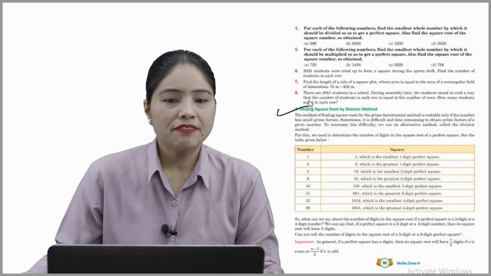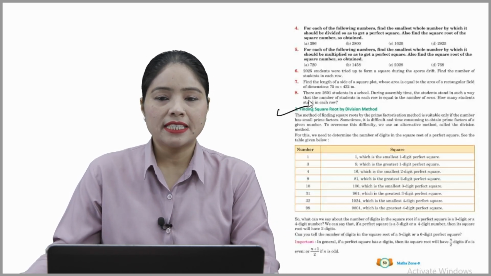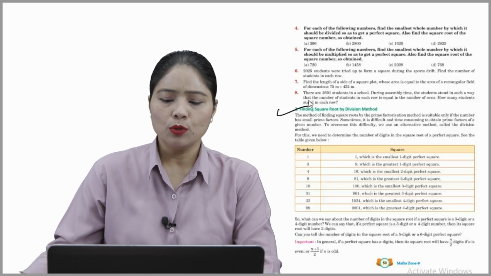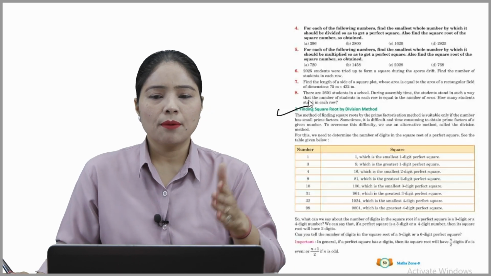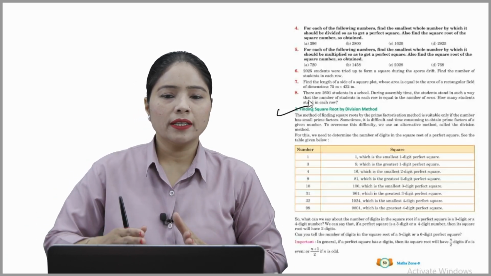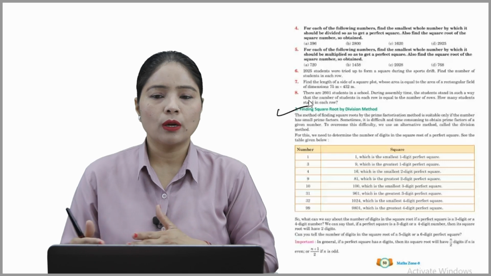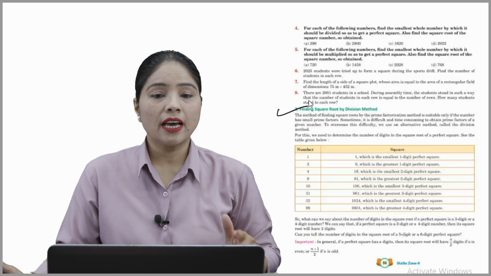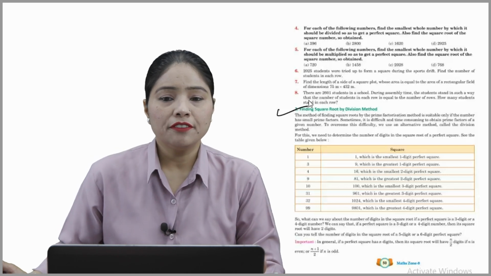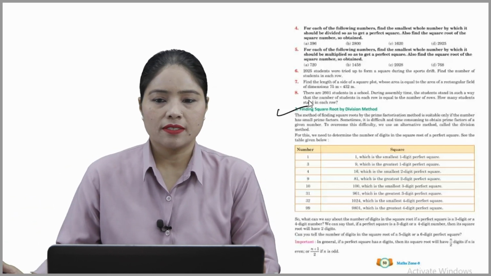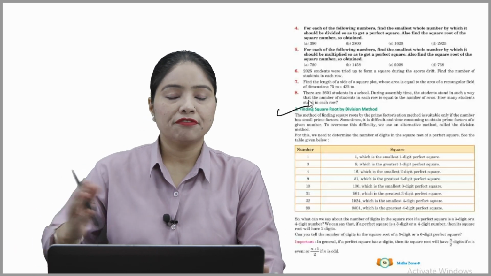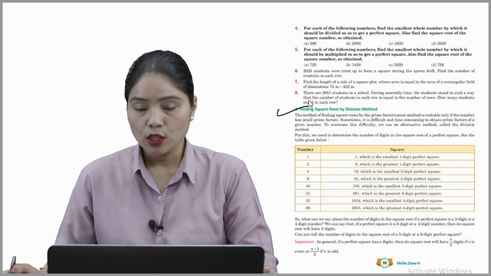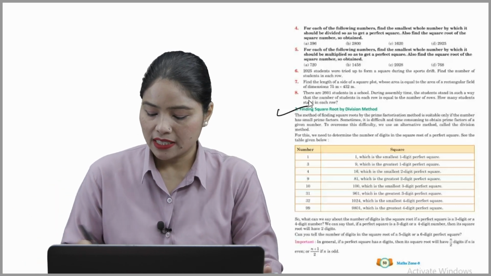So for this, we need to determine the number of digits in the square root of a perfect square. See the table given below. So here is a table, beta, number, and its square. So 1 is the smallest one-digit perfect square, and after that the square of 3 is 9, which is the greatest one-digit perfect square. After that the square of 4 is 16, then of 9 is 81 and so on, beta. So this is the table, you just read and practice that.